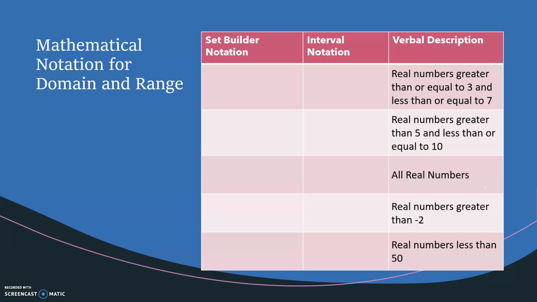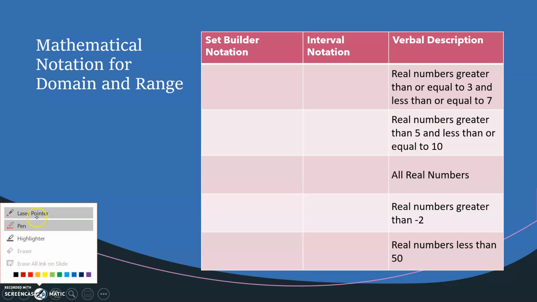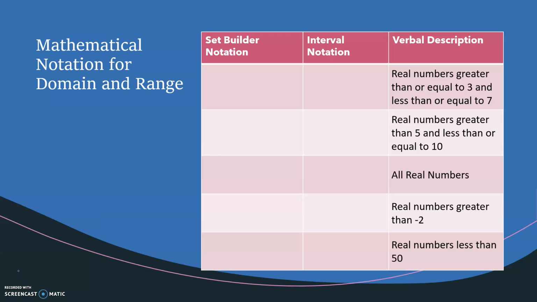In our notation for this, we want to be able to describe in words, but we also want to be able to describe in set builder notation and interval notation. So my verbal description: real numbers greater than or equal to 3 and less than or equal to 7. What you want to do is you want two numbers, and your x's or y's are going to be between those two numbers. So the two numbers I have here are 3 and 7. I'm going to put the small number first. So 3 and then 7.